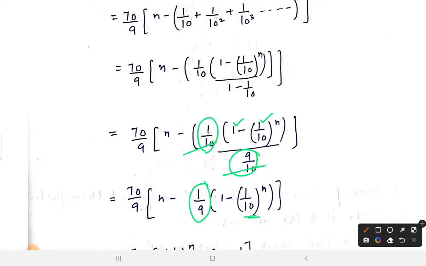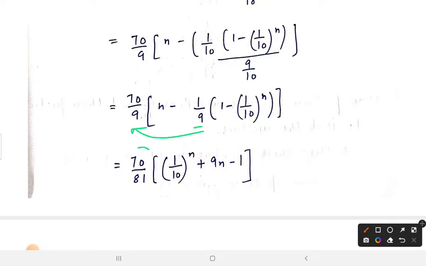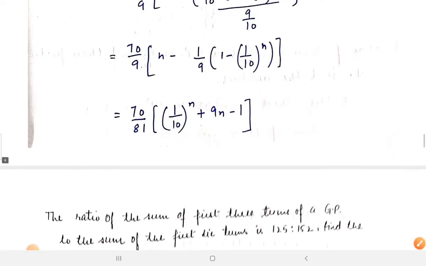So let us multiply this as 1 upon 9, taking 9 as common. So we have 70 upon 81, times 1 upon 10 to the power n minus 1, plus 9n when we take 9 as the LCM.